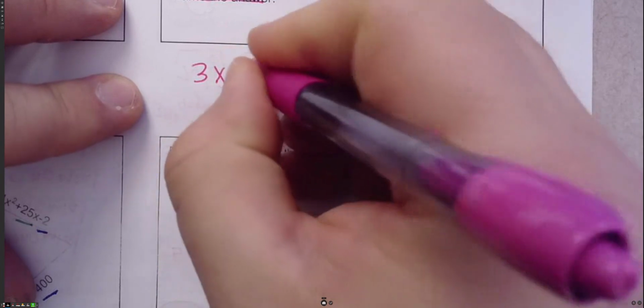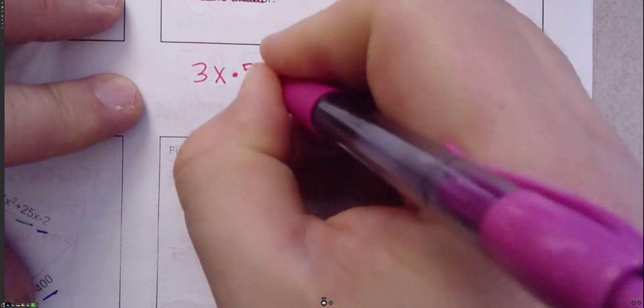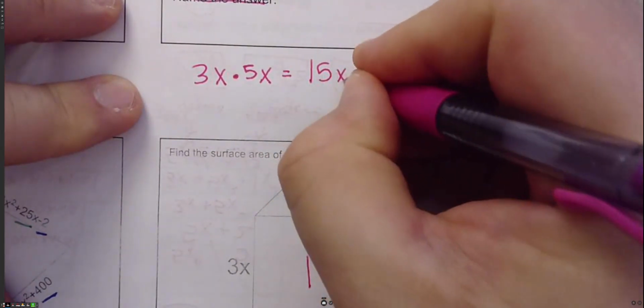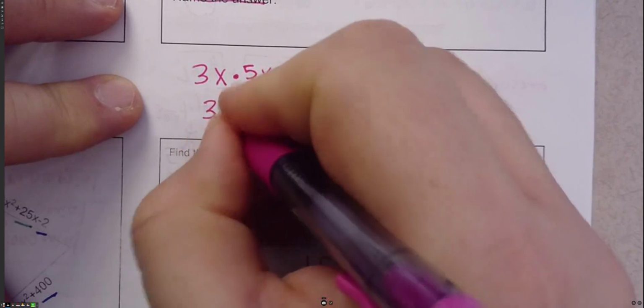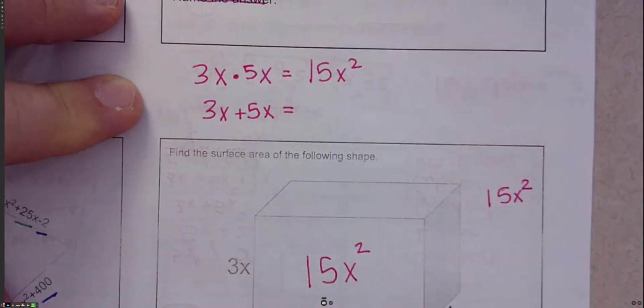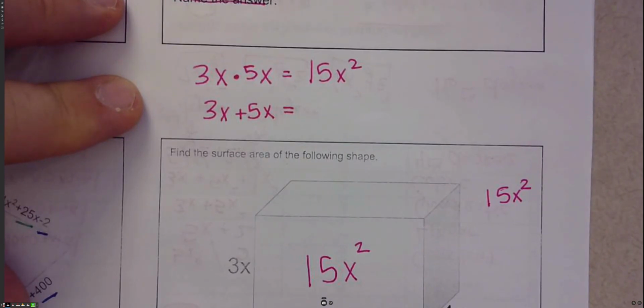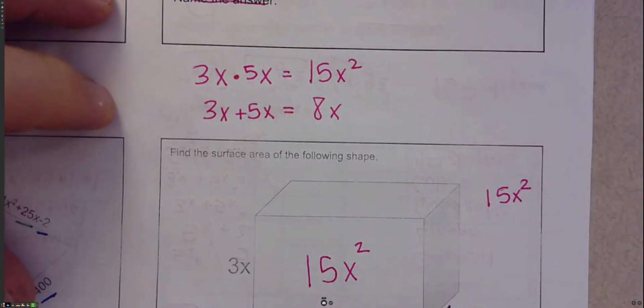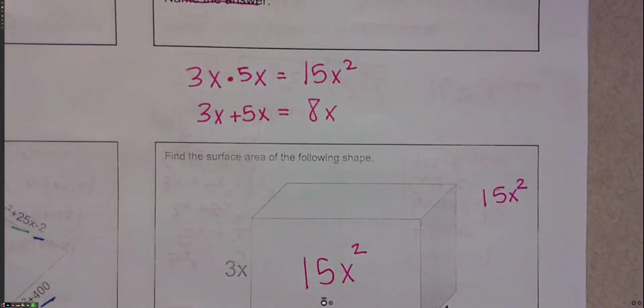3x times 5x equals what? 15x squared. 3x plus 5x equals 8x. What if it's like... Hold on one second. I want everybody to write that down. That is the biggest mistake. That's a big sad face.